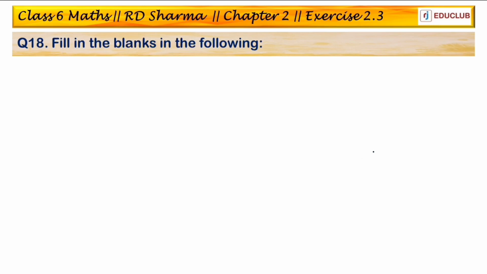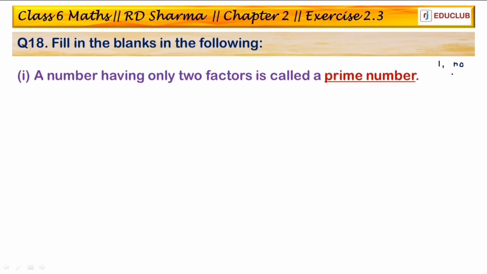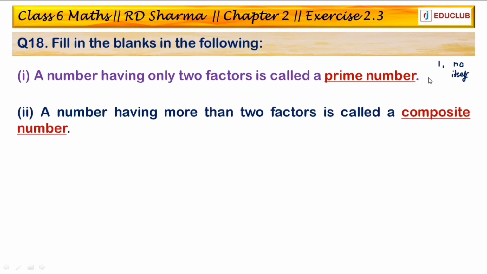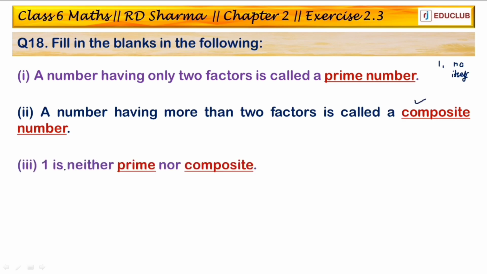Now let us see question number 18. Fill in the blanks. First is a number having only two factors. What is it called? Prime number, because its factors are 1 and the number itself. Next is a number having more than two factors. These numbers are called composite numbers. 1 is neither prime nor composite, because 1 has only one factor, so it is not prime, and not composite because it does not have more than two factors.